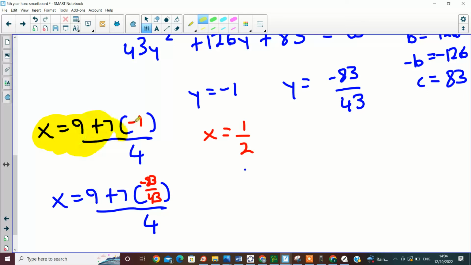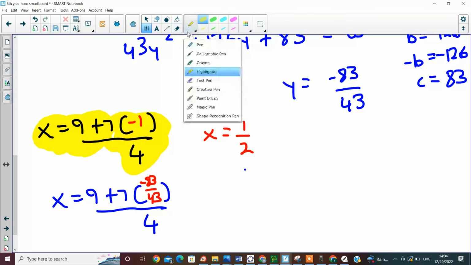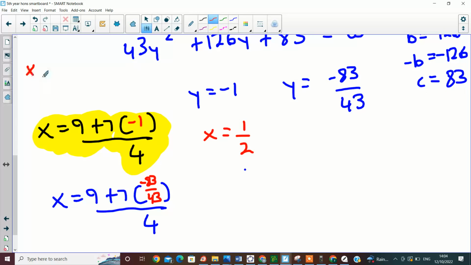At the very top, we found out what x was. X was 9 plus 7y all over 4. And we got the next one: minus 97 over 86 sounds about right. They are as hard of a version of them as you're going to get. Yeah, they're very long questions.